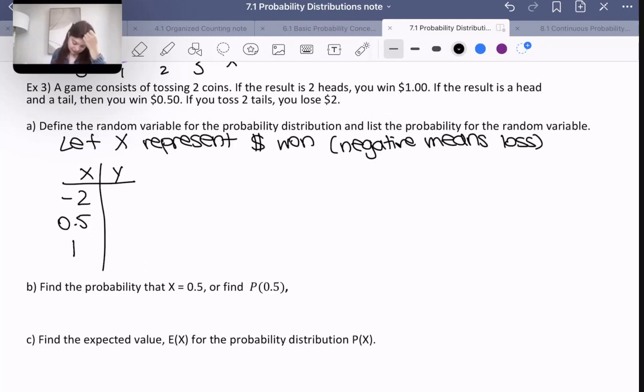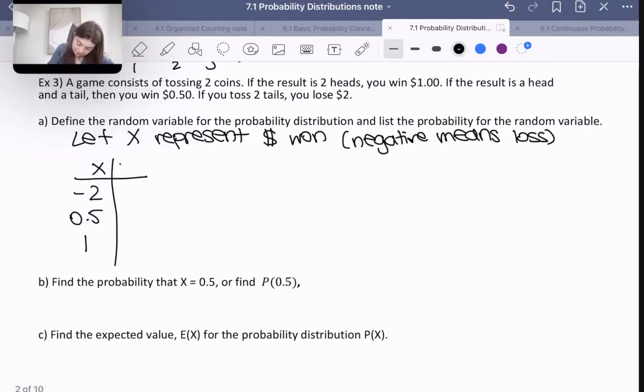It says here if we lose $2, there is what chance, or I should put here instead of y, I should put probability of that happening. So what's the probability we lose $2? Well, the probability of losing $2 is the same as the probability of tossing two tails, right? Because when we toss two tails, we lose $2. So that's going to be a 25% chance.